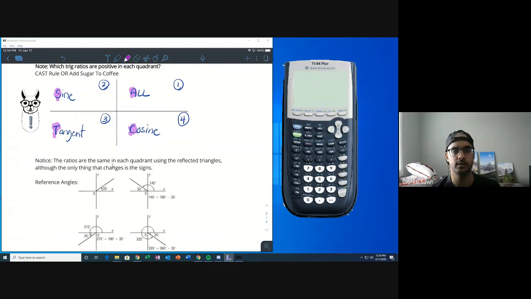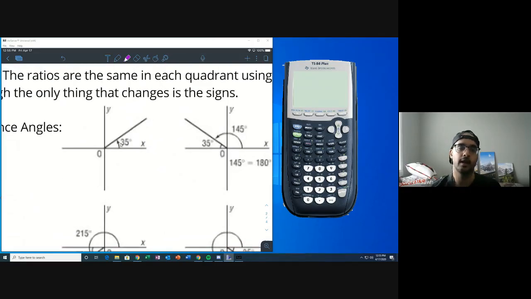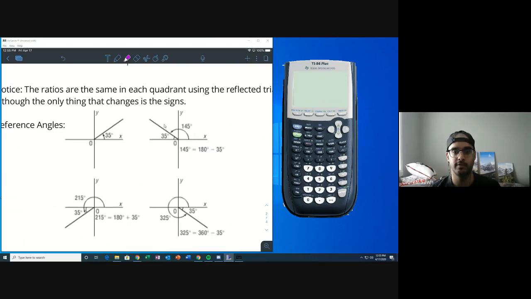It says the ratios are the same in each quadrant using the reflected triangles, although the only thing that changes is the signs. So you're given a reference angle of 35 degrees. That's in Quadrant 1. Now, if you flip it over that y-axis, like we did before to get C prime, you still have the exact same reference angle of 35. Things are just in the opposite position now. You could do that again, flip it over the x-axis, it creates your angle of 35 underneath in Quadrant 3, do it one more time, and you get your angle of 35.